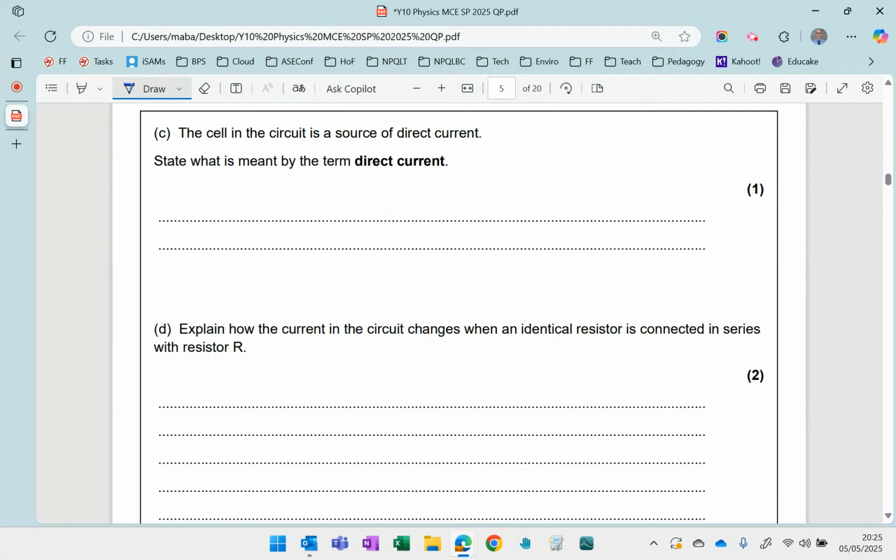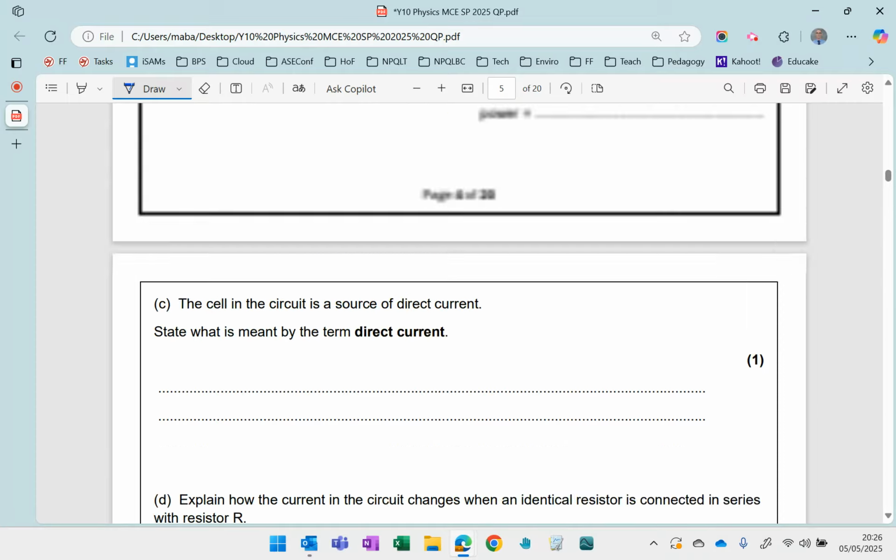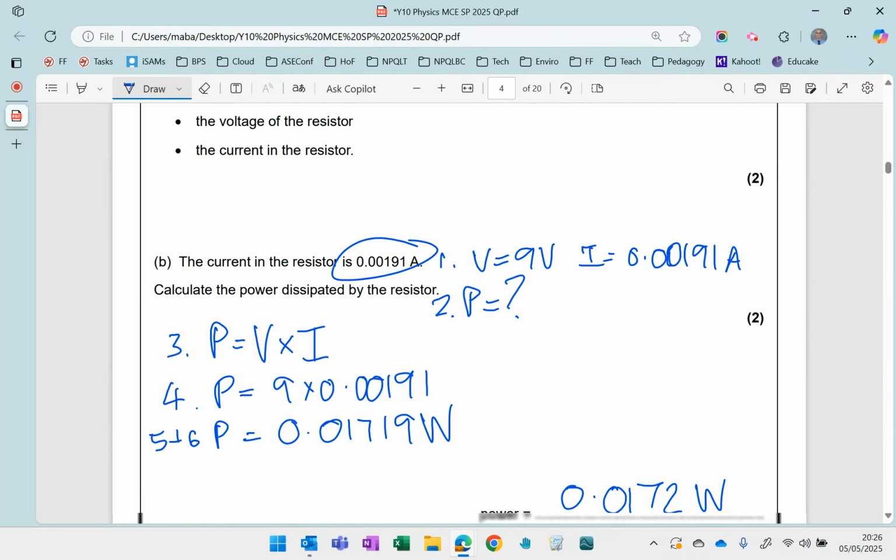What is direct current? It's a current that only goes in one direction. So it's a current that flows in the same direction all the time. Okay, it doesn't change its direction. If it changed its direction, then we would call it alternating current, and an alternating current reverses its direction 50 times a second, which is why it's a 50 hertz current. So an example of alternating current is mains electricity. An example of direct current is a battery or a cell.